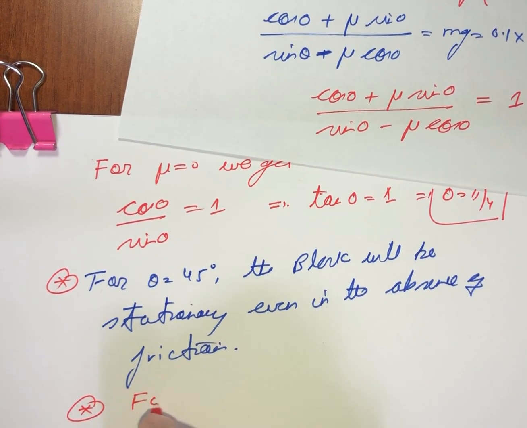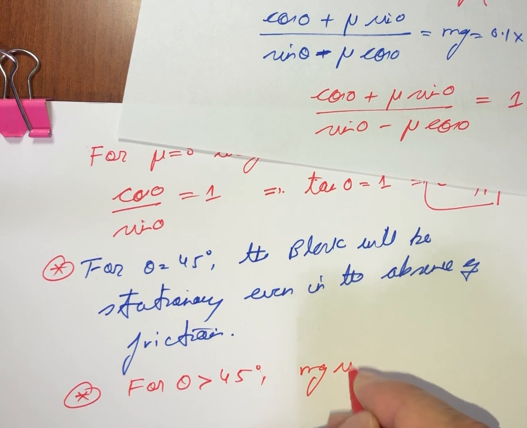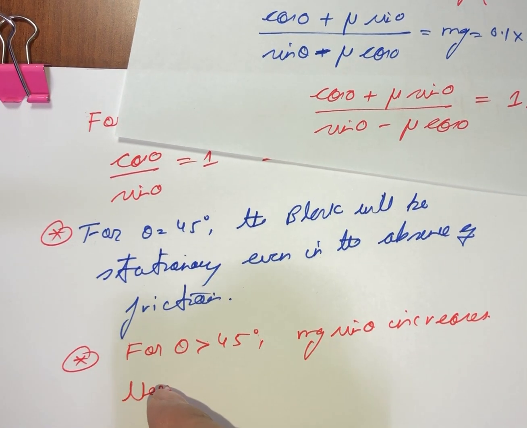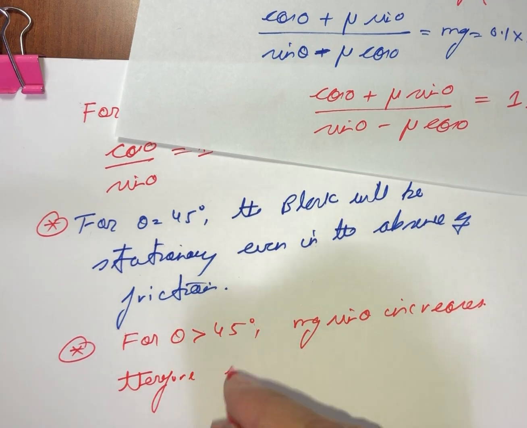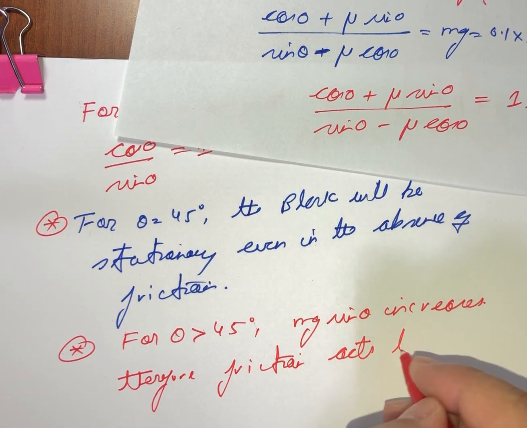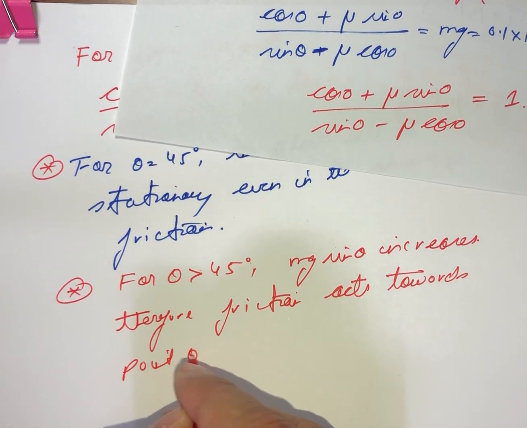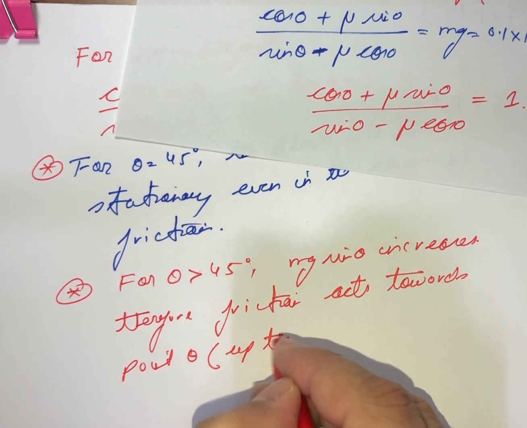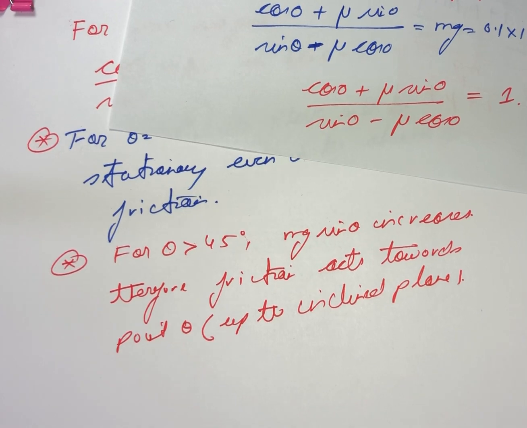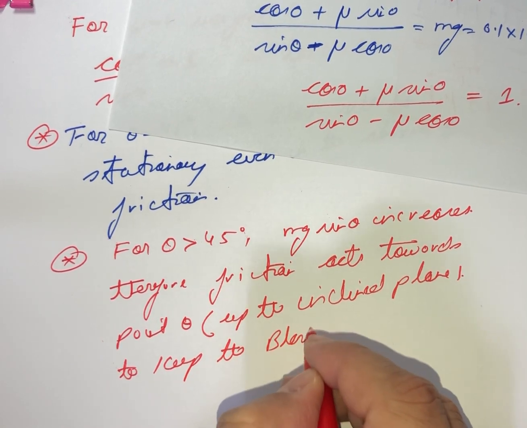You can say for theta greater than 45 degrees, mg sine theta increases, therefore friction acts towards point Q, towards point Q means up the inclined plane, to keep the block stationary.